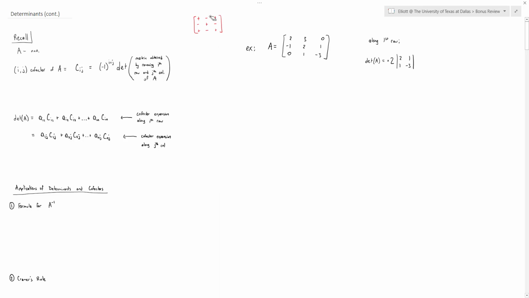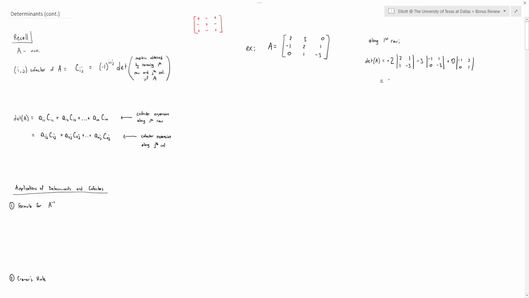Next, along the first row, we're going to do minus 3. Okay. And then I'm going to cross out the row and the column containing that 3. I have this remaining 2 by 2, which I'm going to write down here. Okay. After that, we're going to get plus 0 times the determinant that you would get when you cross out the row and the column containing that 0. And you have this 2 by 2 remaining.